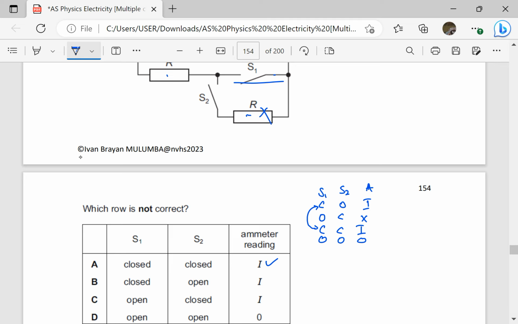S1 is closed, S2 is open, that is automatically I. It is equivalent to having one resistor. S1 is open, S2 is closed. If S1 is open and S2 is closed, we now have two resistors in series. Therefore, the current reduces, so it cannot be I. If both of them are open, there will be no current, so that is 0. So which row is not correct? The answer is going to be C.